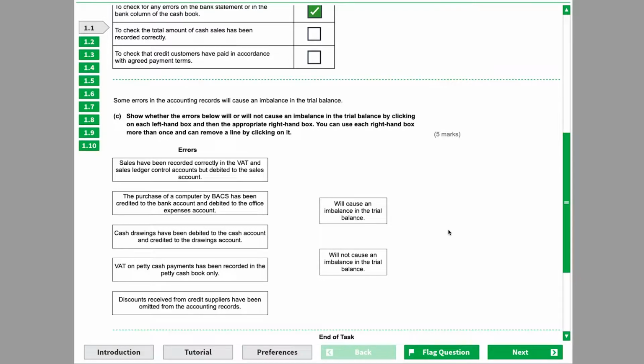Moving on to part C then. Some errors in the accounting records will cause an imbalance in the trial balance. Show whether the errors below will or will not cause an imbalance in the trial balance by clicking on each left-hand box and then the appropriate right-hand box. You can use each right-hand box more than once, and you can remove a line by clicking on it.